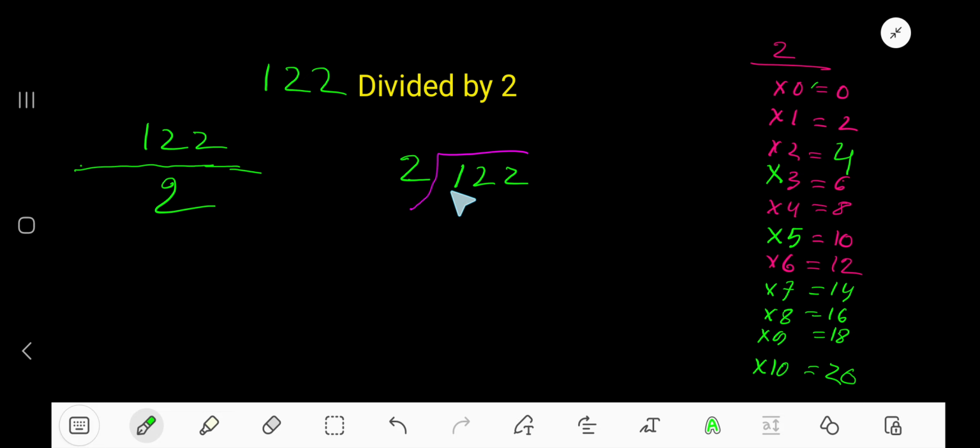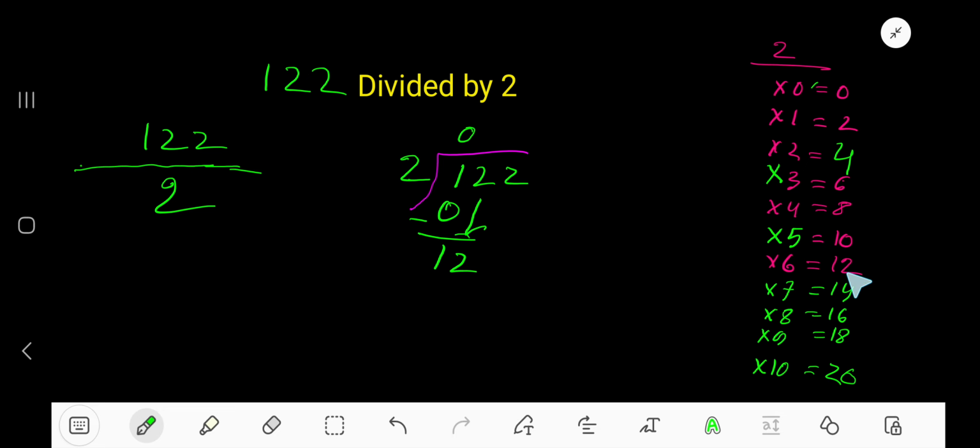So look, 2 goes into 1 how many times? Actually 1 is less than 2, so 0 times. You can write here 0, 0 times 2, 0. If you subtract, you are getting 1. Bring down this 2. So 2 goes into 12 how many times?